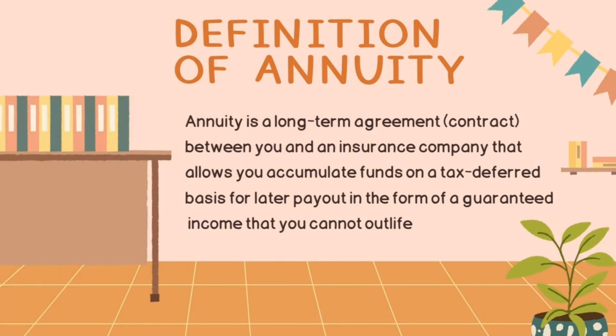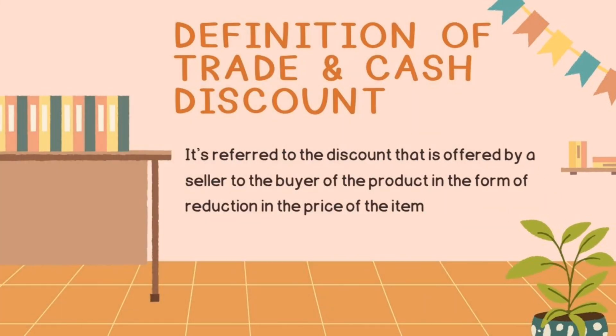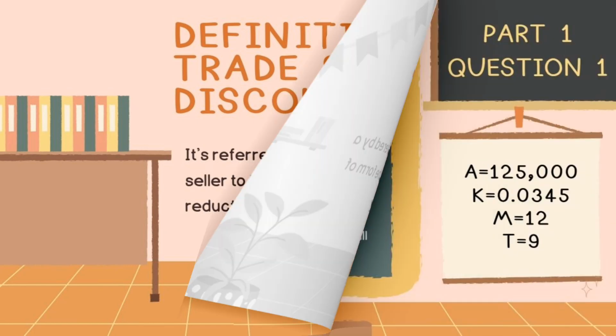What is an annuity? An annuity is a long-term agreement between you and an insurance company that allows you to accumulate funds on a tax-deferred basis for later payout in the form of a guaranteed income that you cannot outlive. Trade and cash discount refers to the discount that is offered by a seller to the buyer of a product in the form of a reduction in the price of the item.